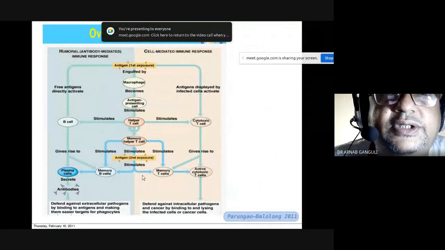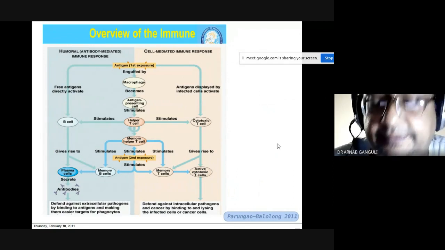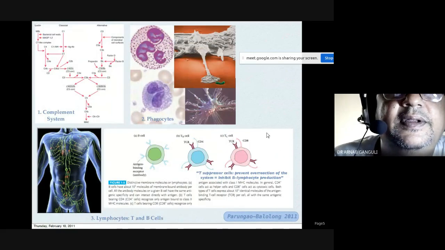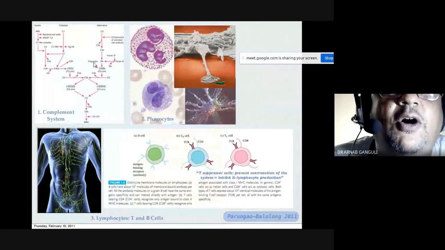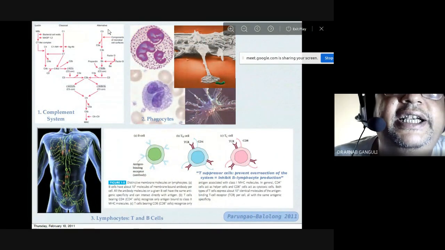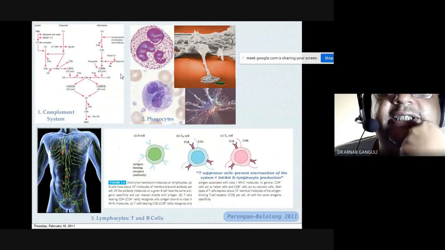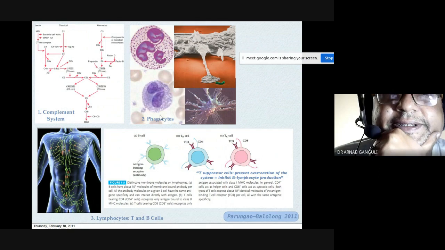Okay, so this is the overview of the immune system. And this is how the complement works. You have studied about the classical and the alternative pathway. This is the complement system. This is how the B cells work. This is how the phagocytes look like.